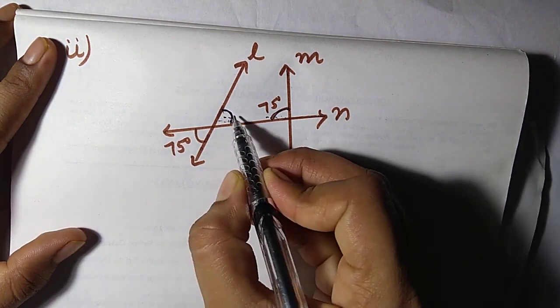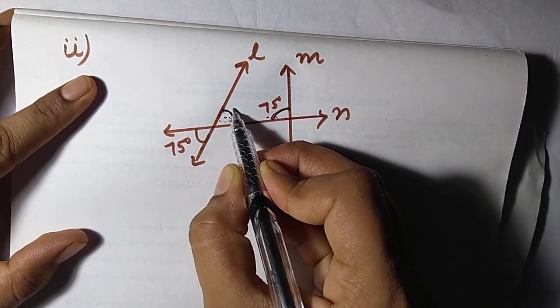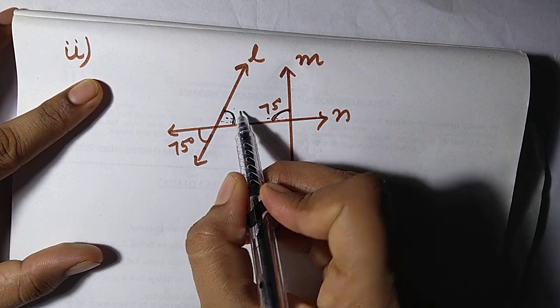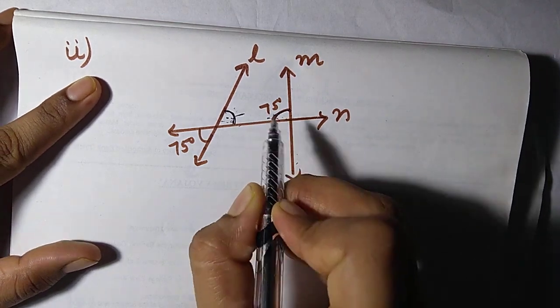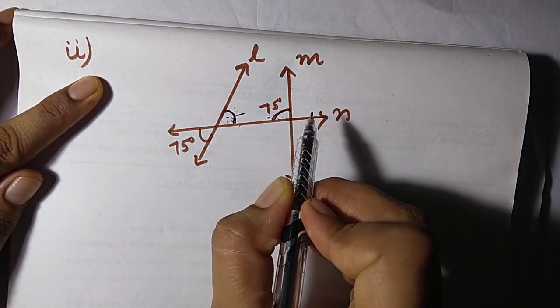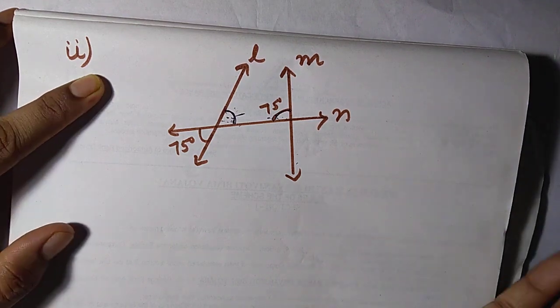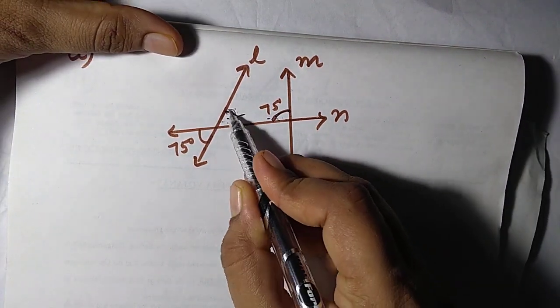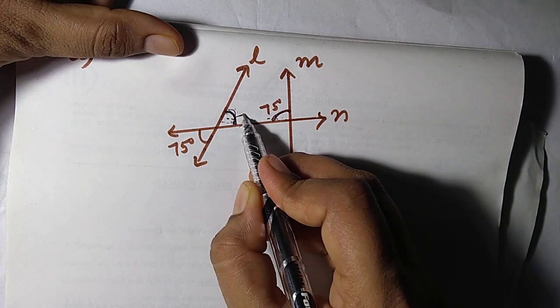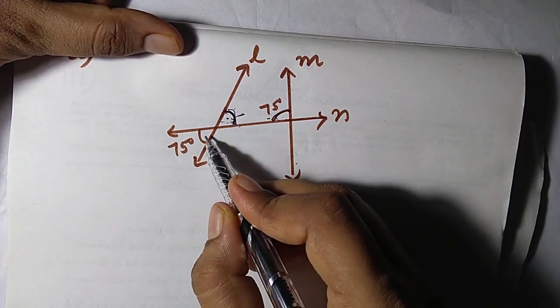Okay, so if I add the measurement of this angle and this angle, if it comes out to be 180, then the lines are parallel, otherwise not. So I don't know the value of this angle. So first I have to calculate it. So how will I find the value?